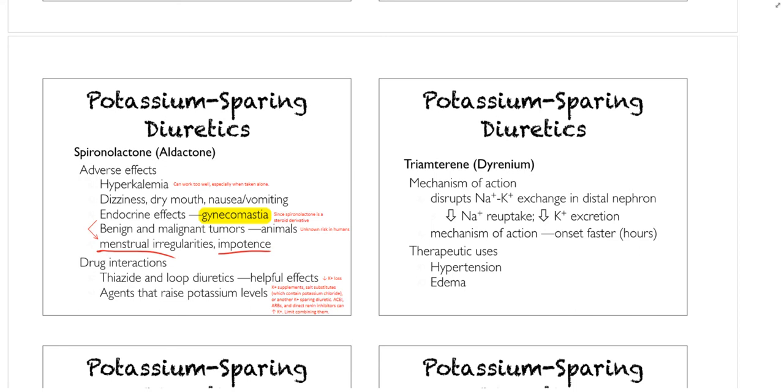Triamterene is going to work by disrupting those sodium-potassium exchanges, the pumps themselves, in the distal nephron. So it's not going to work the same way. We're not going to have that same sodium reabsorption, and we're not going to have the potassium excretion. It's going to block the effects of aldosterone. Spironolactone blocks aldosterone, whereas triamterene blocks those sodium-potassium pumps.